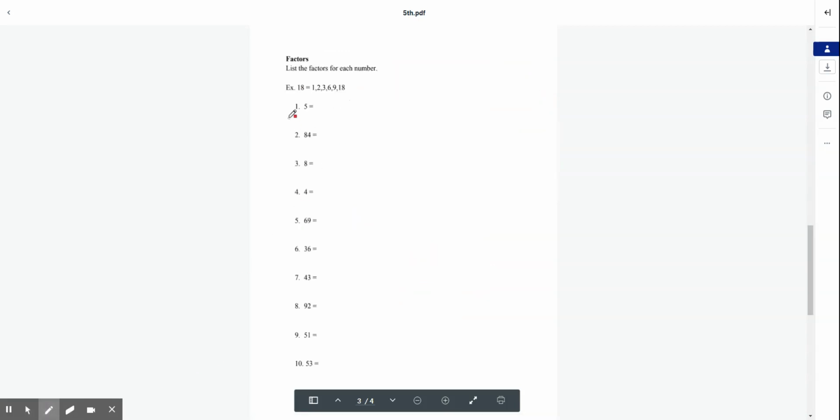List the factors for each number. So let's try number 2. What we're going to do is list the whole numbers that can divide 84. And the first one is obvious. 1 is a factor for all numbers. So 1 times 84 is 84. So 1 and 84 are our first two factors. Let's try 2. We know that 2 times 42 is 84. The 2 and 42 are other factors.